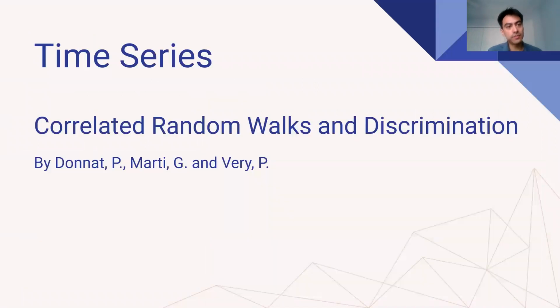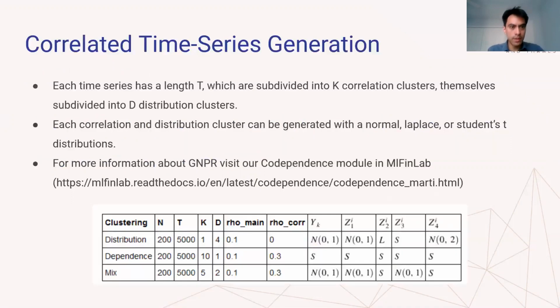And the last method that we have for generating time series is how to generate correlated random walks, and how to use GMPR to discriminate the underlying distributions from them.